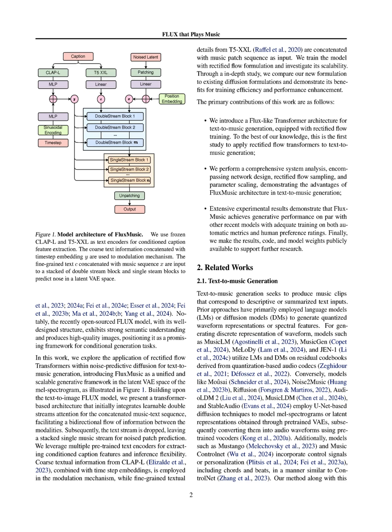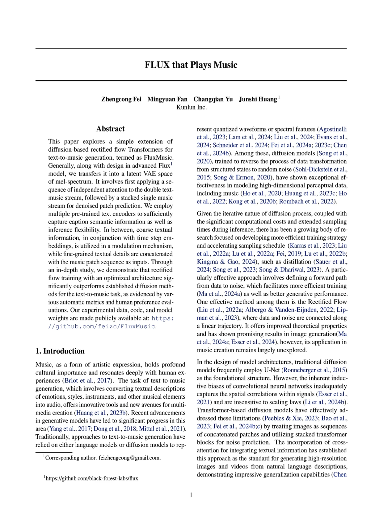The FluxMusic model processes a specific text input by first converting the text into embeddings using multiple pre-trained text encoders, such as CLAP-L for coarse features and T5-XXL for fine-grained details. For instance, if the input text describes a calm piano melody, the model would extract relevant features from this description and concatenate them with a noised latent music representation, which is derived from a MEL spectrogram.